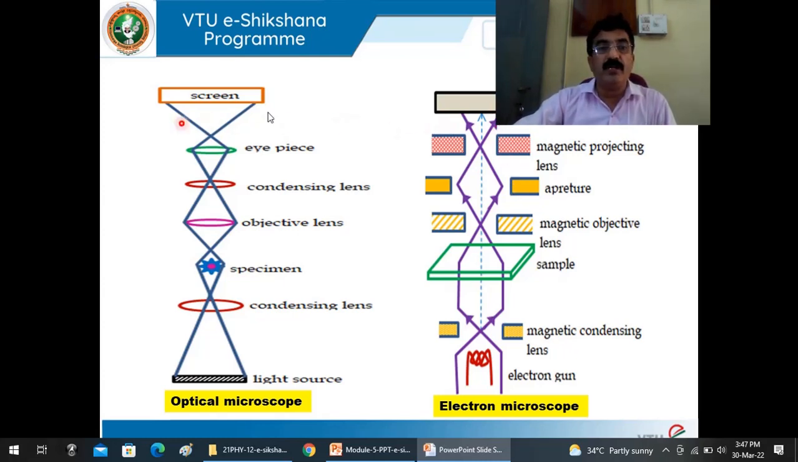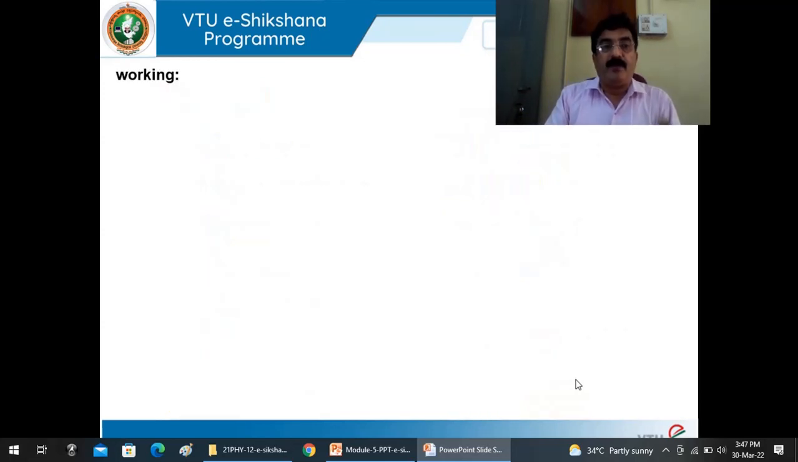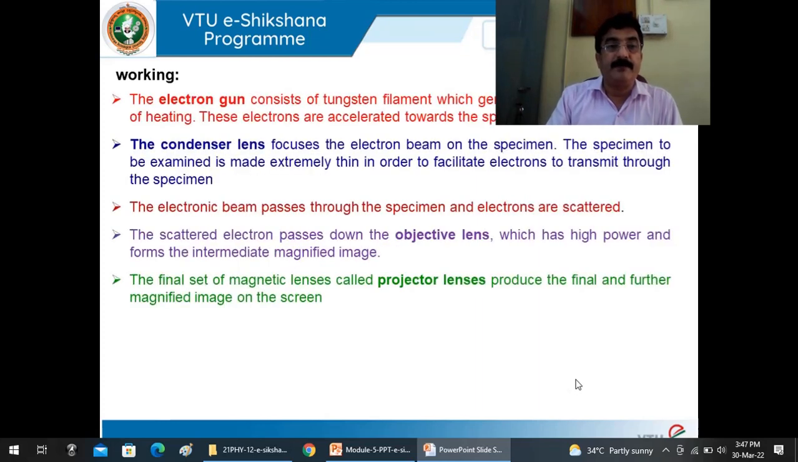So here is a one-to-one comparison: screen to screen, eyepiece to magnetic lens, specimen to sample, optical source to electron gun. So this is a comparison. I hope you are able to follow. Working, how it works, TEM, how it works.